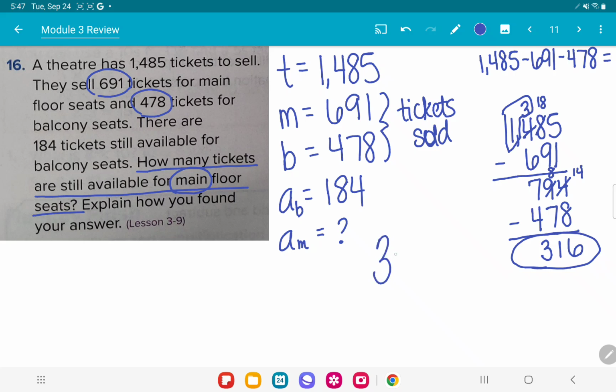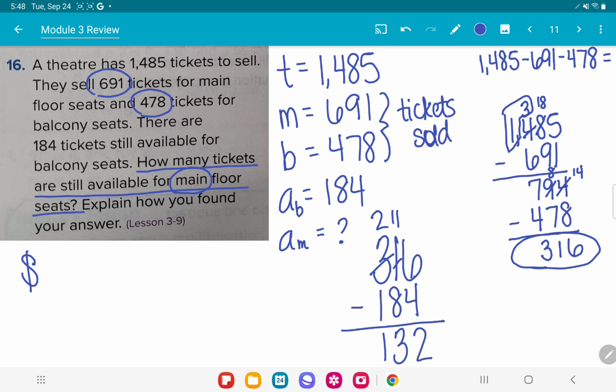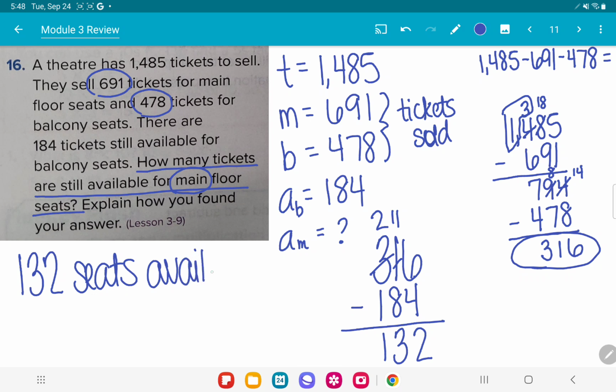Of those 316 tickets that are left, 184 of those belong to the balcony. So I need to subtract those to figure out how many are left for the main floor. 6 minus 4 is 2. Then I have 1 minus 8. I'll have to regroup. 11 minus 8 is 3, and 2 minus 1 is 1. So there are 132 seats available on the main floor.